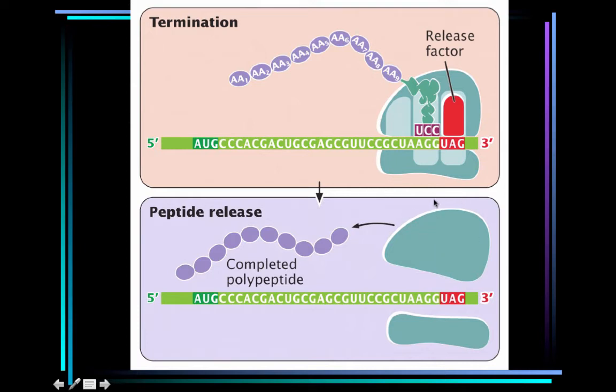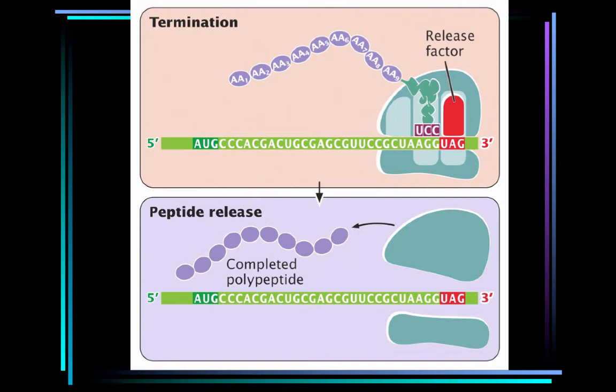So after that termination has been initiated by the release factor, the polypeptide chain is then going to be released from the last transfer RNA that's now occupying the P site, and then the subunits are going to dissociate. The concluding product of this translation process is that polypeptide chain that was newly translated from the messenger RNA strand.